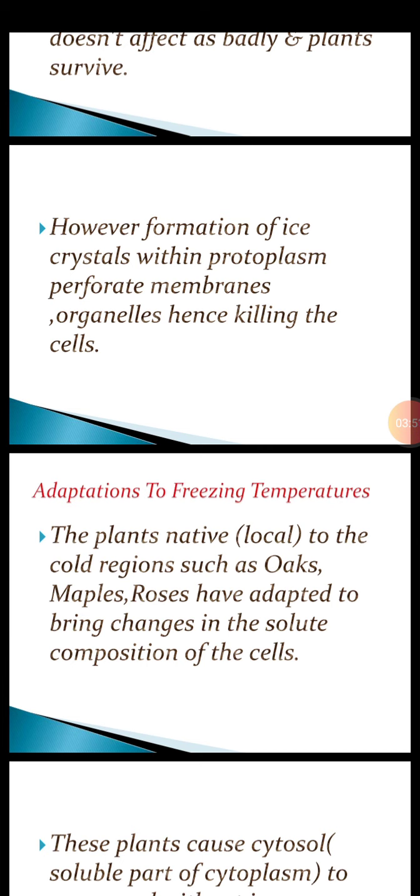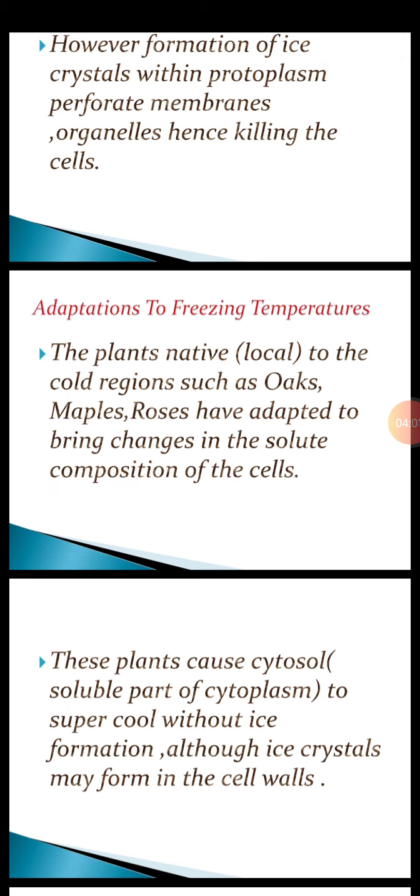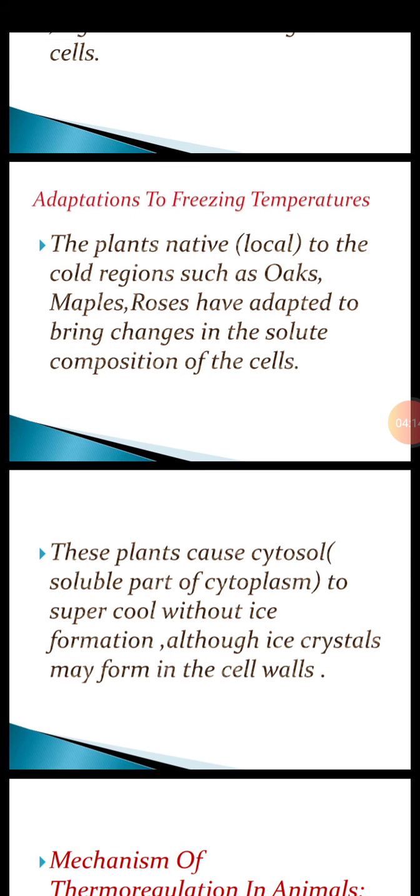Adaptations to freezing temperature by plants. The plants native to cold regions, like oaks, maples, and roses, have adapted to bring changes in the salt or solute composition of the cells. These plants cause the cytosol, the soluble part of the cytoplasm, to supercool without ice formation, although ice crystals may form in the cell walls.